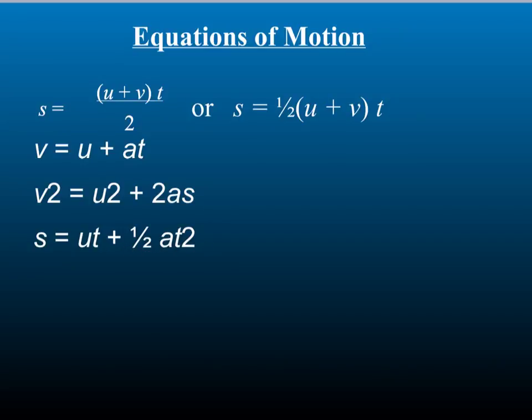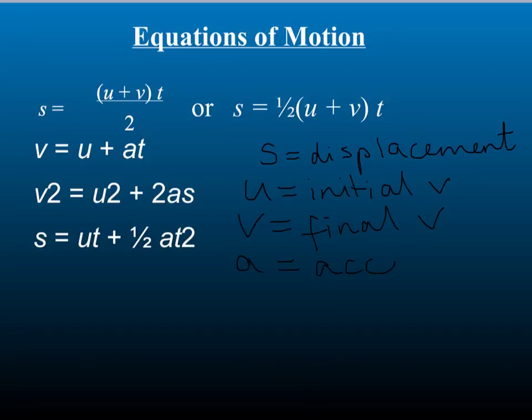Okay, so before we use them, let's just have a run through and make sure we know what all the symbols mean. s is the displacement. Obviously, that's measured in meters. u is the initial velocity in meters per second. v is the final velocity. a is acceleration, which is measured in meters per second squared, and t is the time. So we'll try and remember what each of the symbols mean.